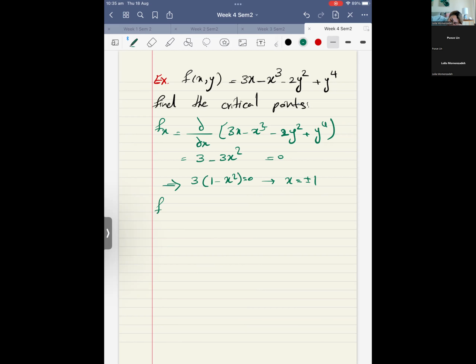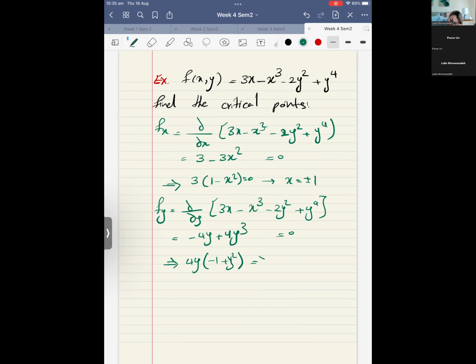And if you take the derivative with respect to y of 3x minus x3 minus 2y2 plus y4, it equals minus 4y plus 4y3. I put this one again equal 0. It means that I can factorize 4y times (minus 1 plus y2). It means that the critical point is y equals 0 or y equal plus and minus 1.